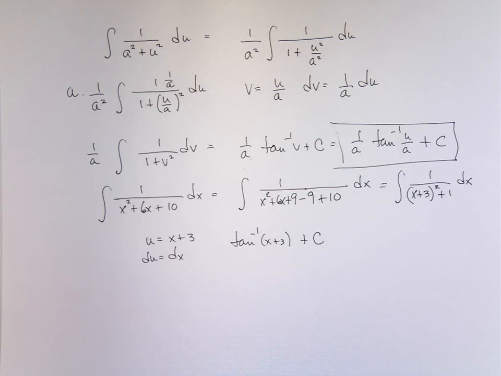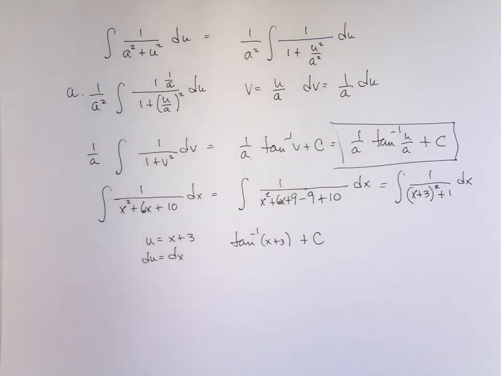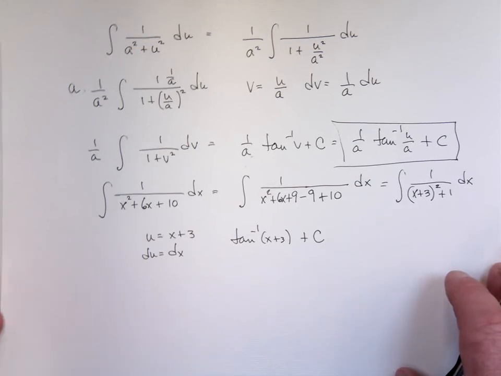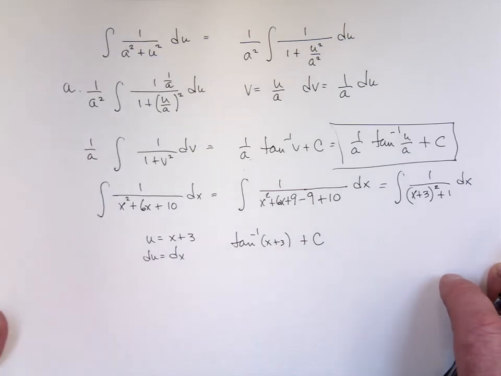This is the inverse tangent generalization: 1 over a inverse tangent u over a plus c. We have 2 to go. You ready? Let's do the inverse sine generalization. Are you okay with this? You guys all right? Wait a moment. You're all ready?